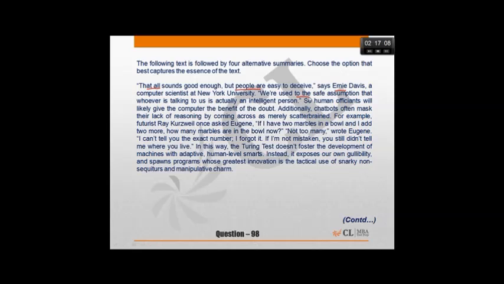We are used to the safe assumption that whoever is talking to us is actually an intelligent person, so human officials will likely give the computer the benefit of the doubt. Additionally, chatbots often mask their lack of reasoning by coming across as merely scatterbrained.